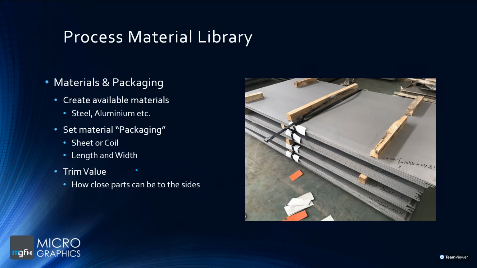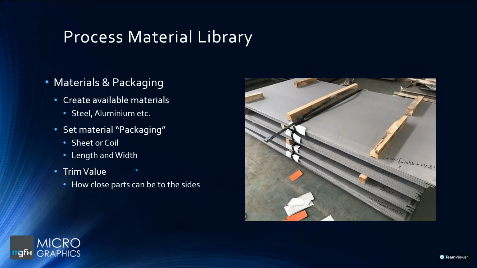So your process material libraries. Now in the material library we've got materials and packaging. Essentially the material would be the actual type of material. Is it aluminium? Is it steel? Is it stainless? Is it MDF wood? You choose the material type. So you create your material, and then under the material you create what they term your packaging.